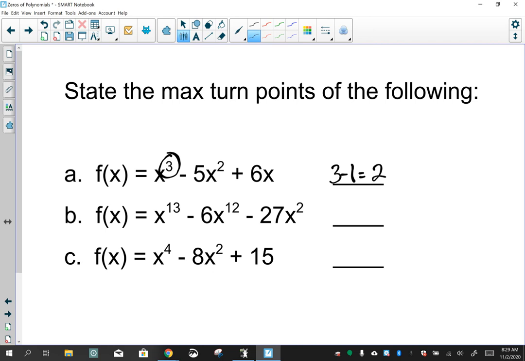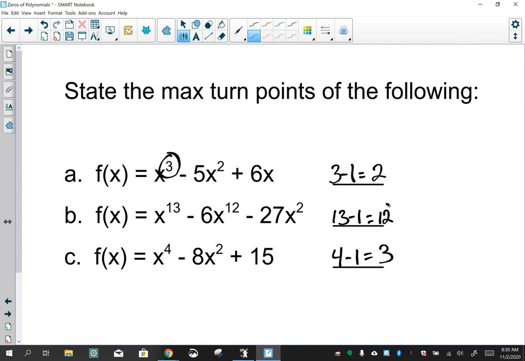On the second one, x to the 13th minus 6x to the 12th minus 27x squared, we take the 13, subtract the 1, and we get 12 as an answer. On the last one, x to the 4th is the highest exponent, so we get 3 turn points. That's what we're going to be looking for.